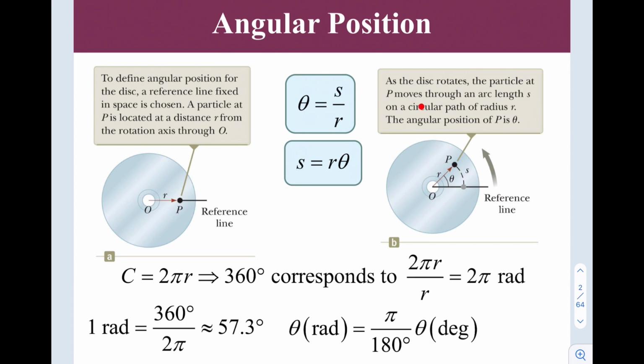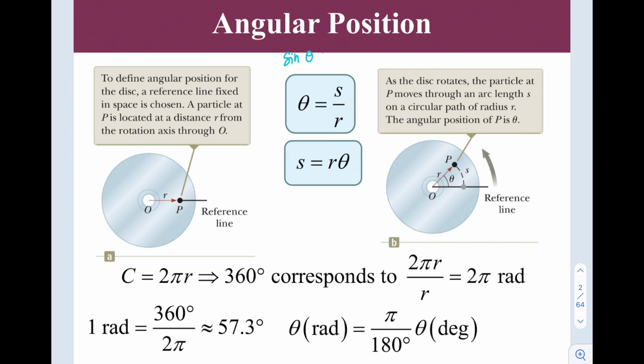As the disc rotates, the particle at P moves through an arc length, isn't it? The arc length is s, on a circular path of radius r just now. The angular position of P is then theta. The rotation is counterclockwise. By applying approximation, we know that theta is equivalent to the arc length over r. This is actually by making use of sine theta.